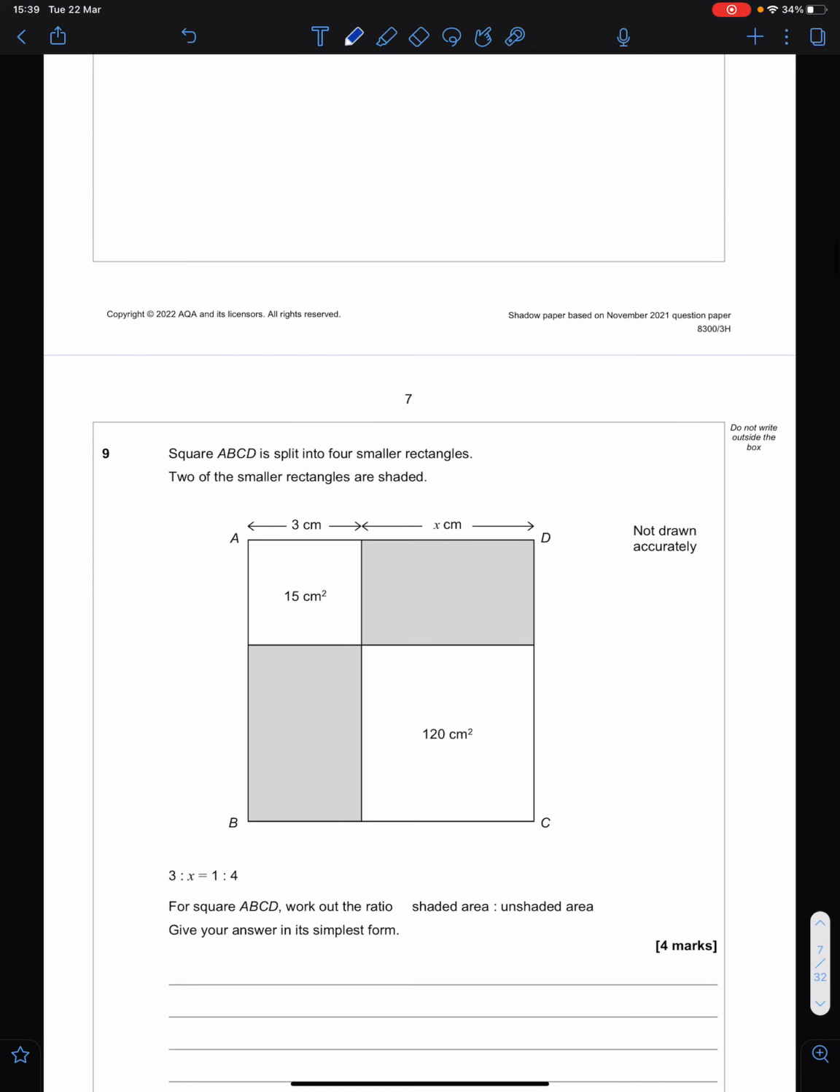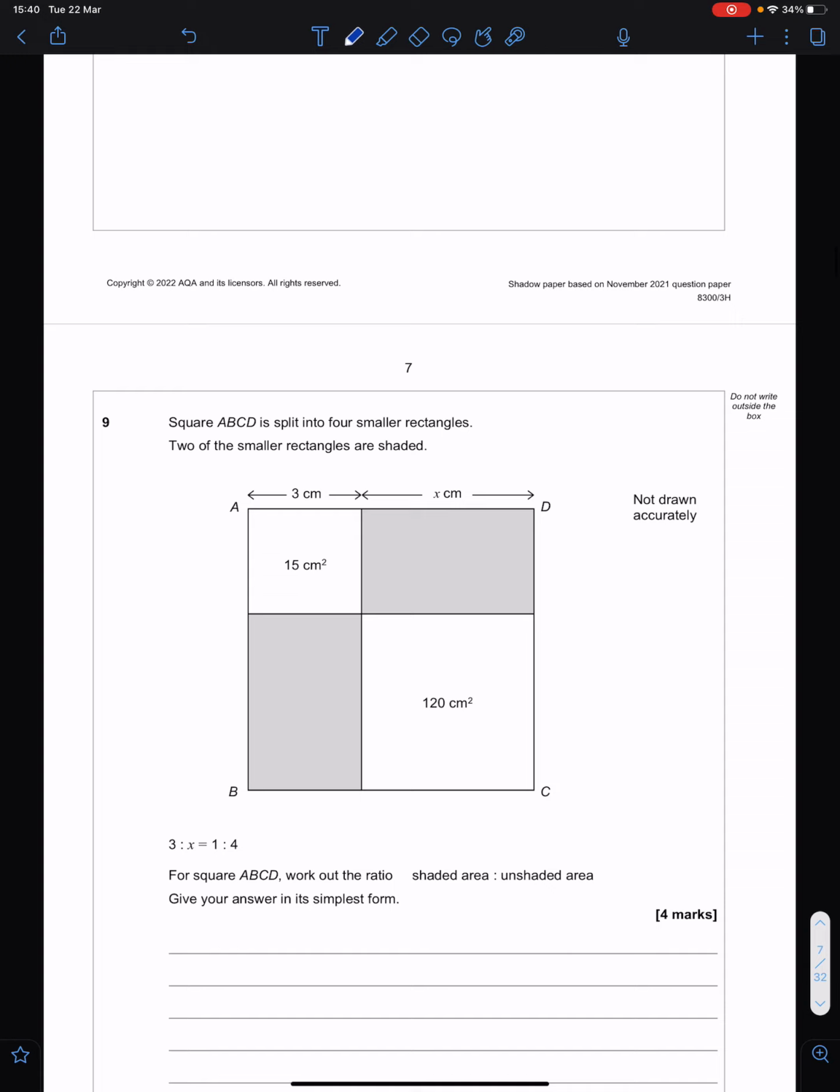Next question. Square ABCD is split into 4 smaller rectangles. Okay, so we know it's a square, which is important. 2 of the smaller rectangles are shaded. We know the ratio of 3 to x is 3 to 1. And it says, for square ABCD, work out the ratio of the shaded area to the unshaded area and give the answer in the simplest form. Okay, this is interesting.